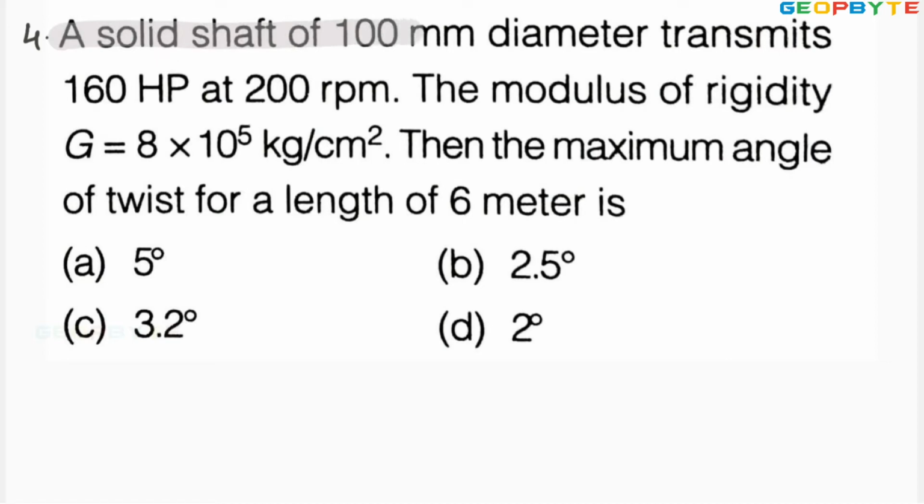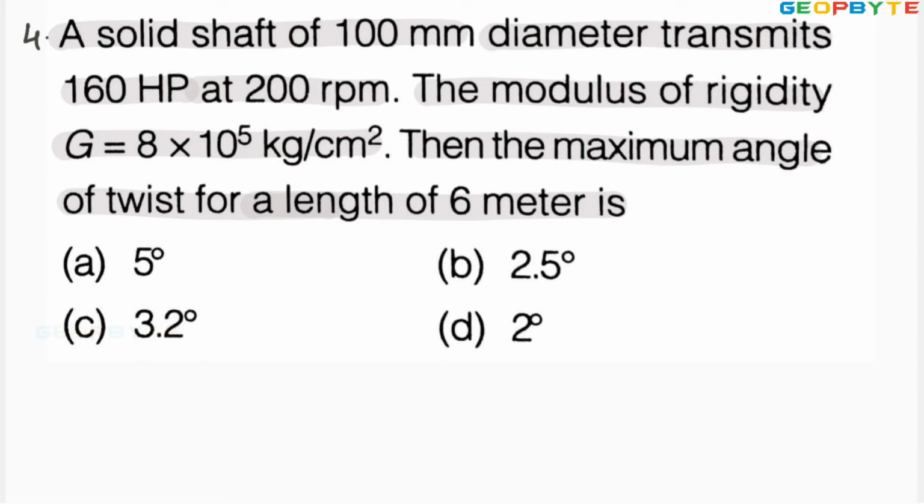A solid shaft of 100 mm diameter transmits 160 HP at 200 rpm. The modulus of rigidity G equal to 8 into 10 power 5 kg per centimeter square. That is the G value. Then the maximum angle of twist for a length of 6 meters is the given data.